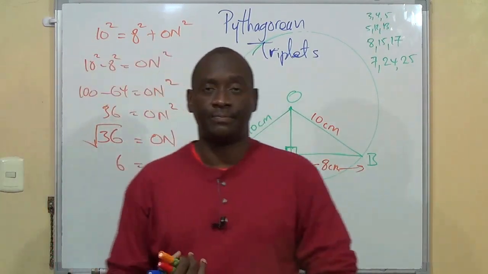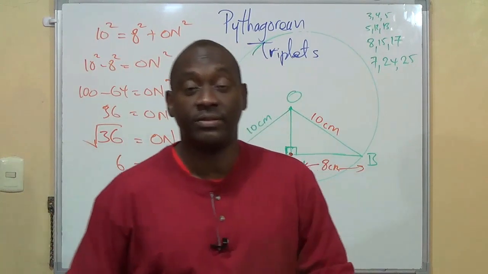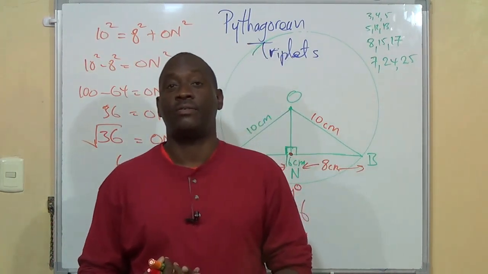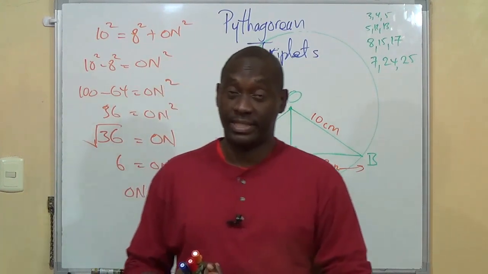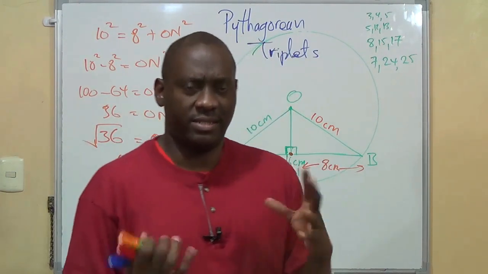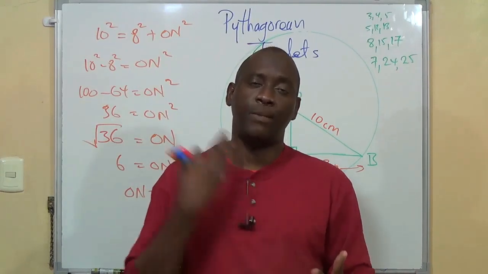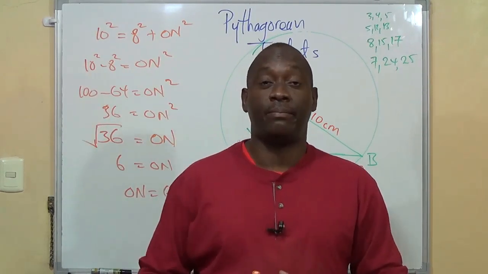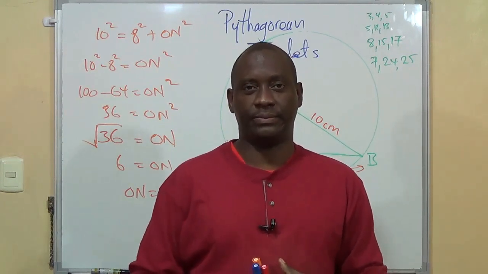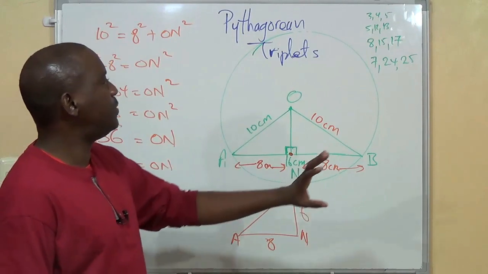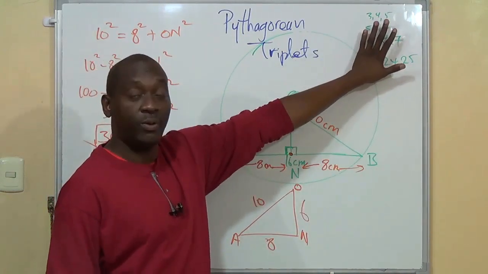3, 4, 5, 5, 12, 13, 7, 24, 25, and 8, 15, 17. You can memorize that if you want. You go into a multiple choice exam with that, and cut your time by two thirds in a lot of questions.